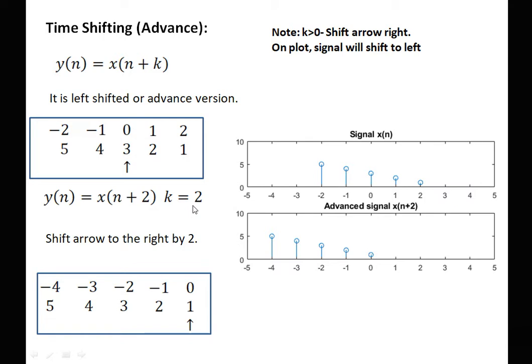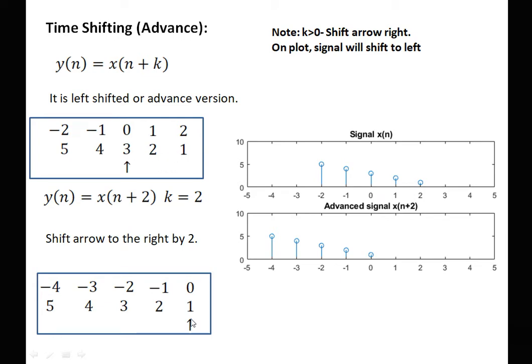Now the signal started with -2, but if we make the advance, the signal will start earlier. If we make k equal to 2, the signal will start with -4. The signal will go from -4 to 0. Now you can say that the signal is advanced by 2 units. So instead of -2 starting, it starts from -4. So in this case, you require to shift the arrow to the right by 2. Now see, this is the original arrow location. We shift to the right by 2 units, so 1 unit and 2 units.